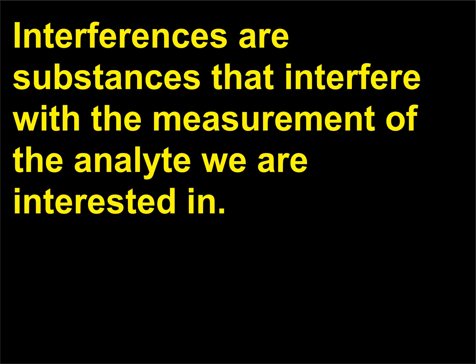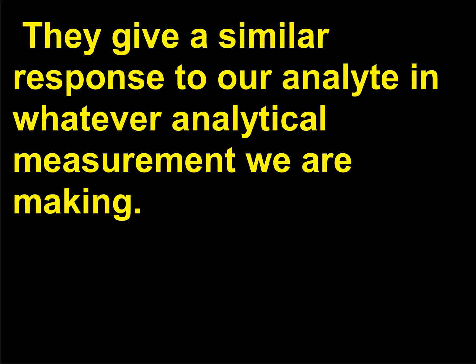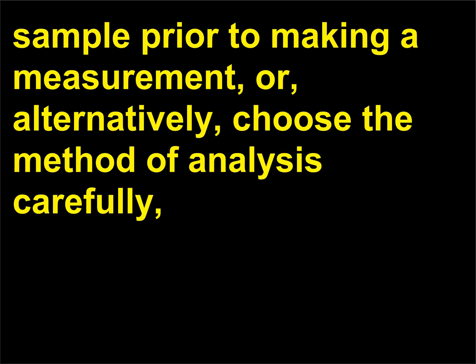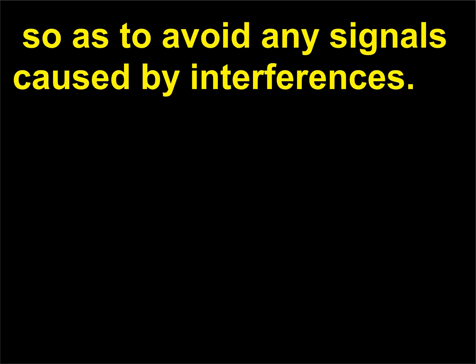Interferences are substances that interfere with the measurement of the analyte we are interested in. They give a similar response to our analyte in whatever analytical measurement we are making. Typically, analytical chemists want to remove any interferences from a sample prior to making a measurement, or, alternatively, choose the method of analysis carefully, so as to avoid any signals caused by interferences.